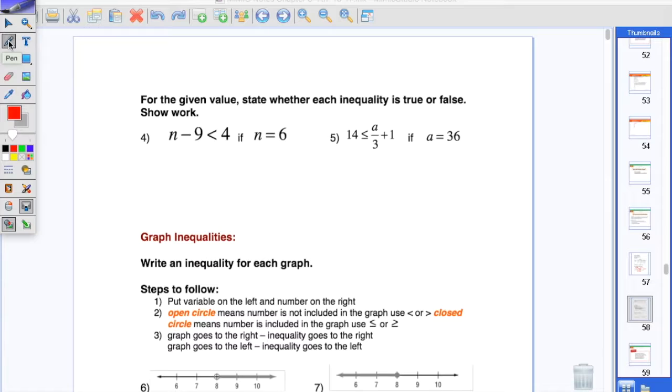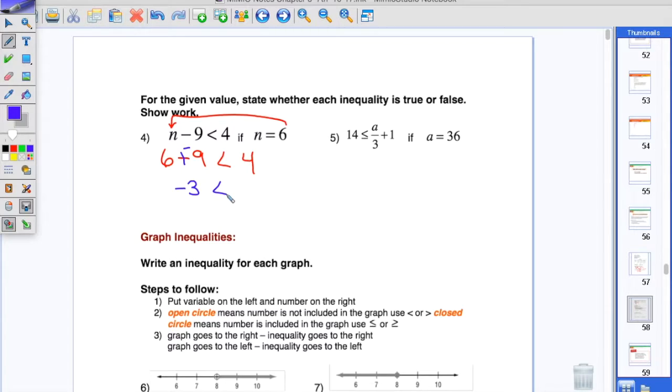Number 4 says n minus 9 less than 4 if n is 6. So we're going to take our 6 and replace it where the n is, so it's 6 minus 9 less than 4. We're not solving the inequality here. We are just seeing if 6 is a solution. So we can change subtraction to add the opposite, take the sign of the larger and subtract. Is -3 less than -4? So 6 would be a solution. True.